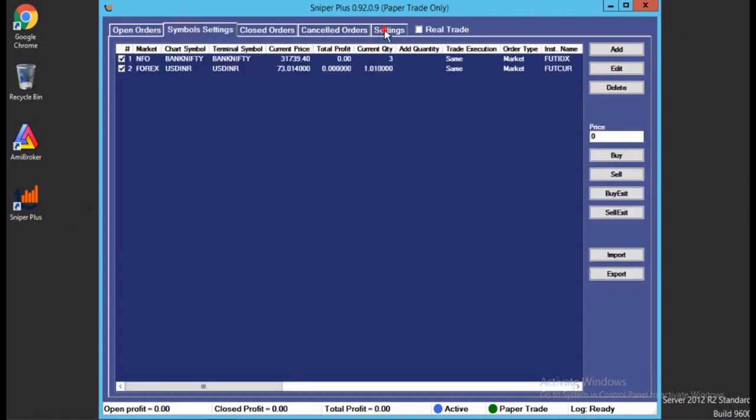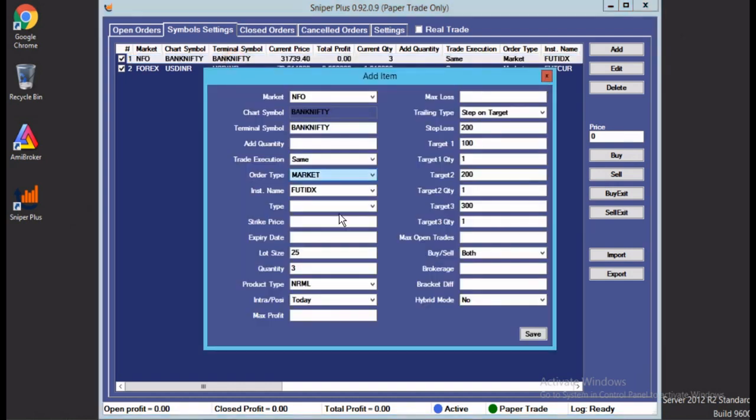Okay, this is Sniper Plus, and today I will be explaining add quantity, then intraday or positional, that is today or carryover, then maximum profit, maximum loss, then what is maximum open trades, then buy or sell, then brokerage and hybrid mode.